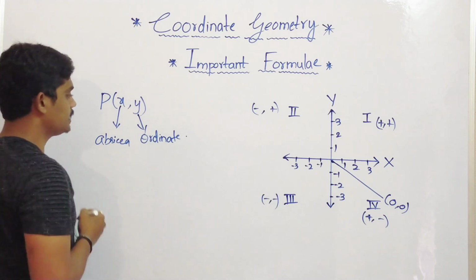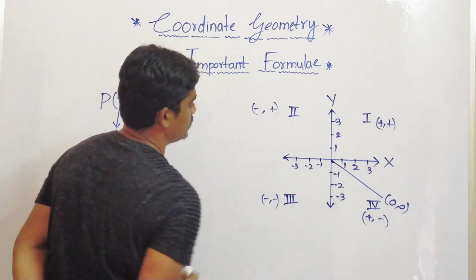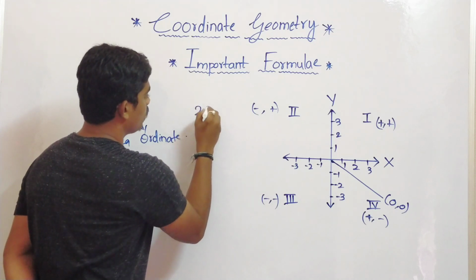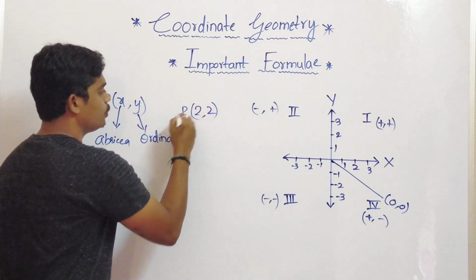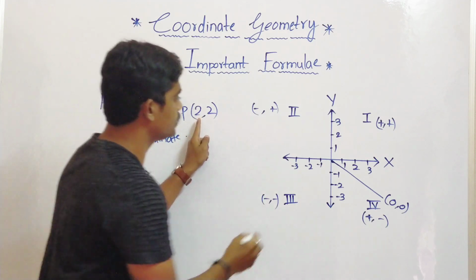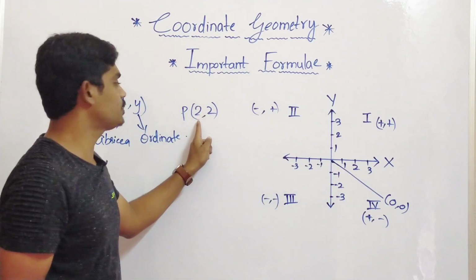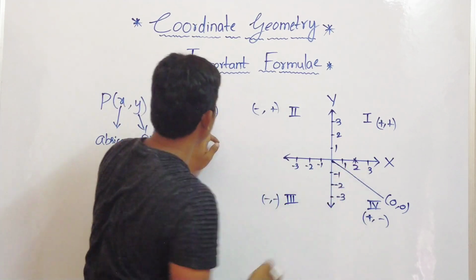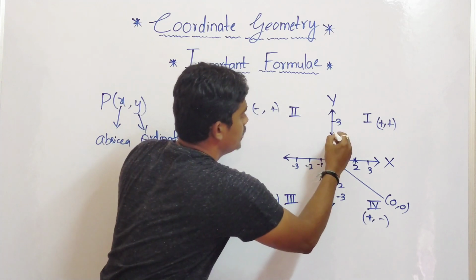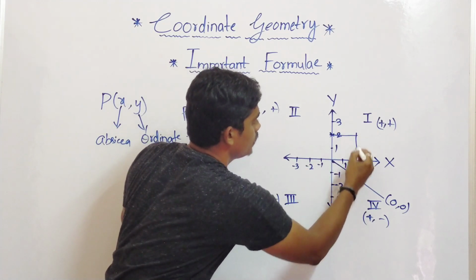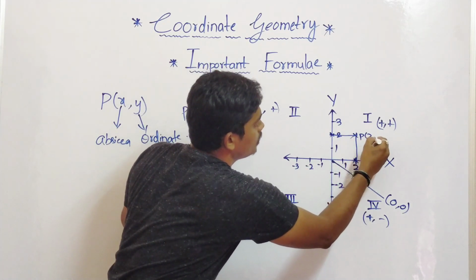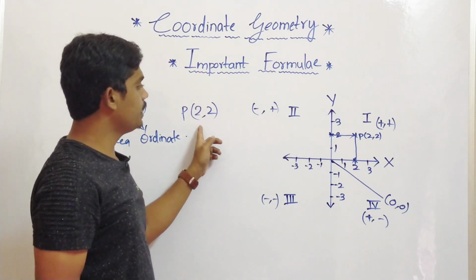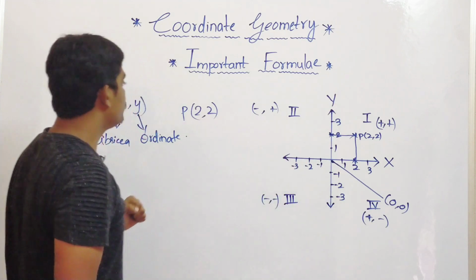And now let us understand the points on the axis. Before that, let us see an example. If we take (2, 2), there is a point P(2, 2). So here the x coordinate is 2. As I have said, the x coordinate is the distance from the y-axis. So we get 2 here and the other 2 we get here. The intersection of these two is our required point P(2, 2). So in this way we can plot any point on the coordinate plane.